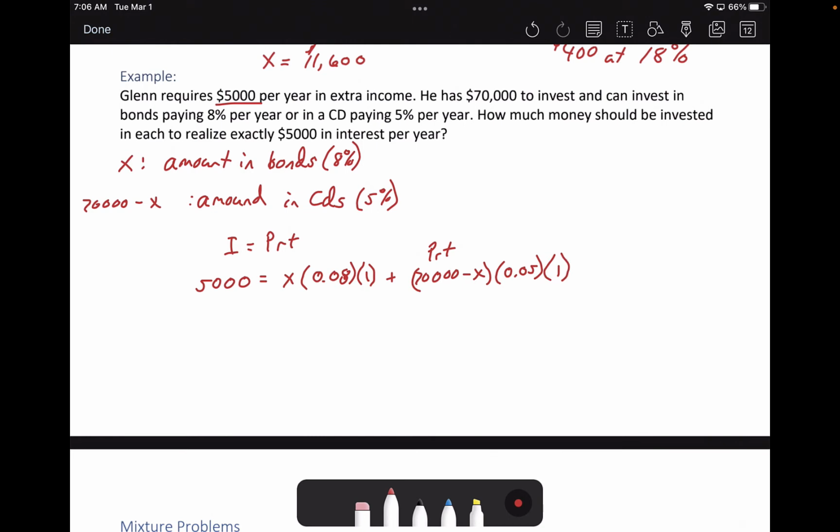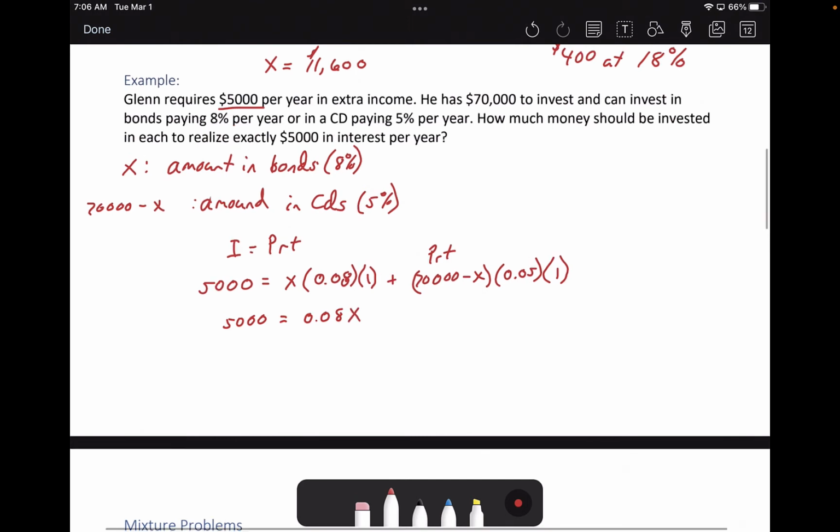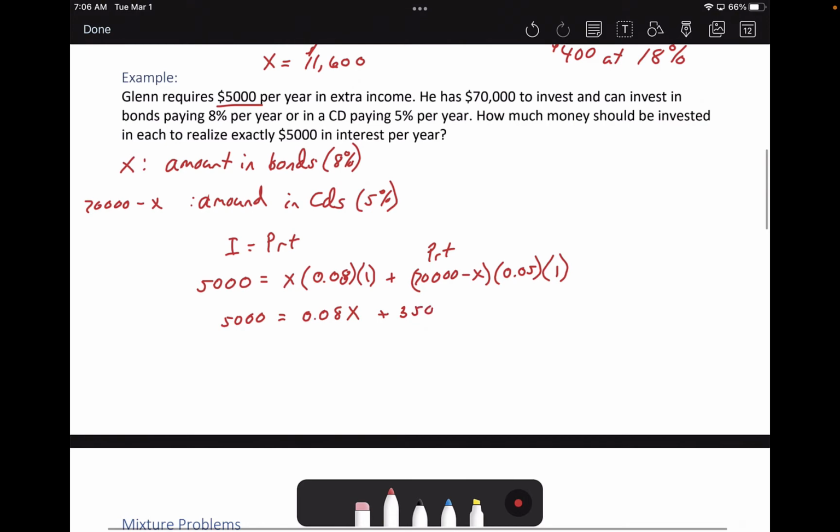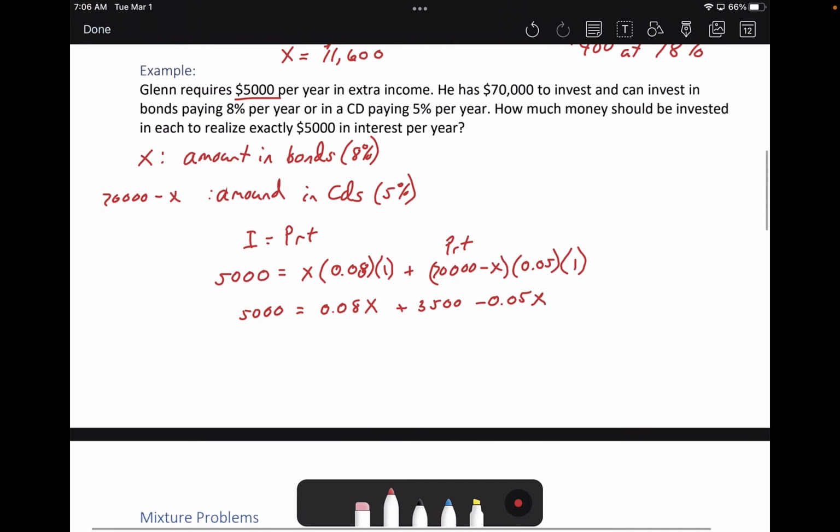And now we just need to go through and simplify our equation. 5,000 equals 0.08x. Distribute the 0.05 and we get 3,500 minus 0.05x. Combine like terms and we'll also subtract the 3,500 over. We'll get 1,500 equals 0.03x. Divide by 0.03 and we get x is 50,000.